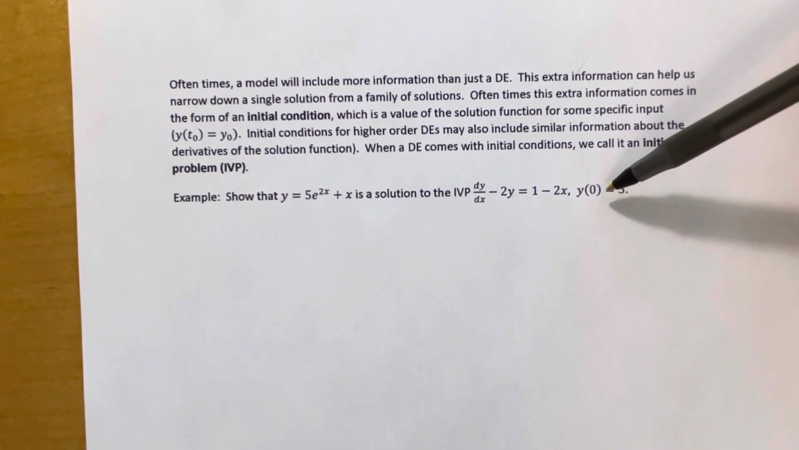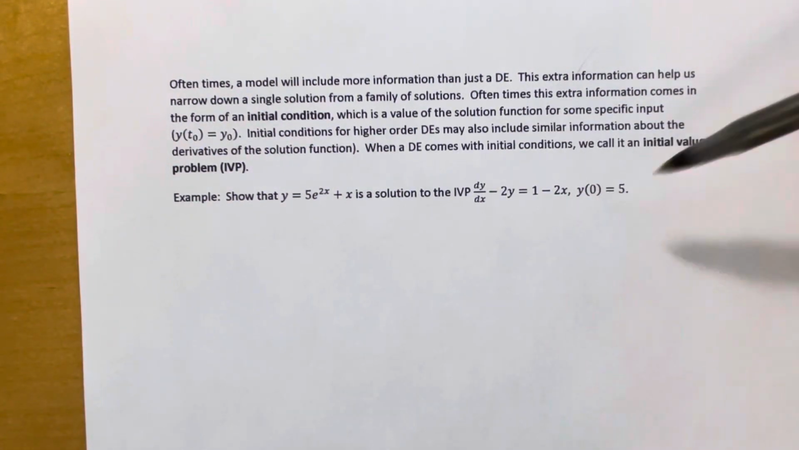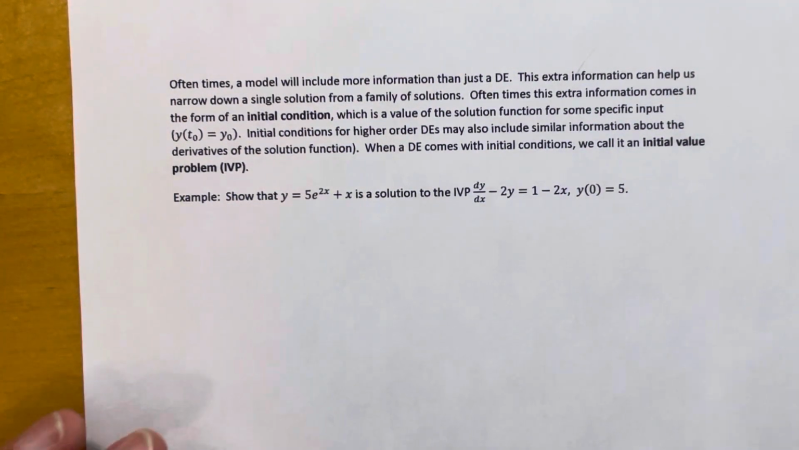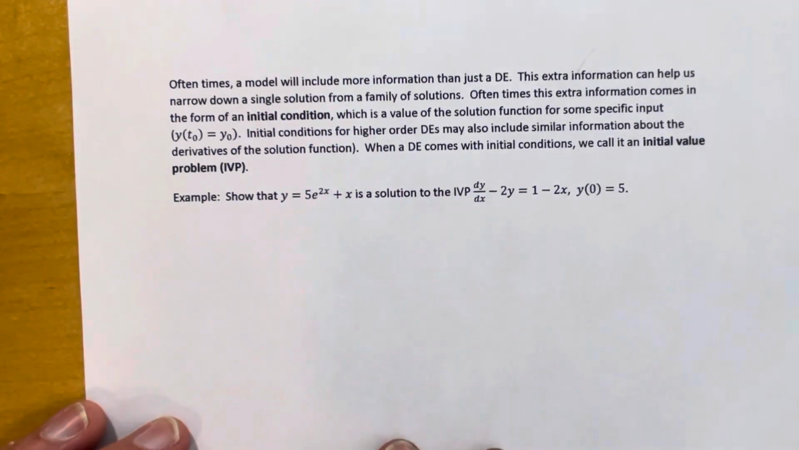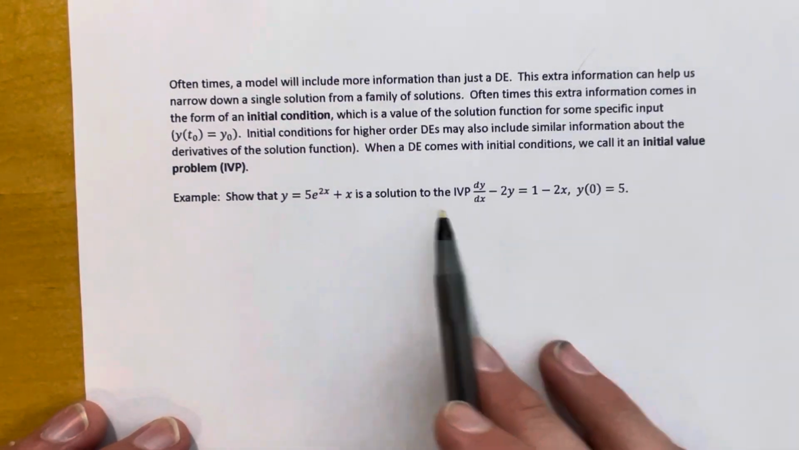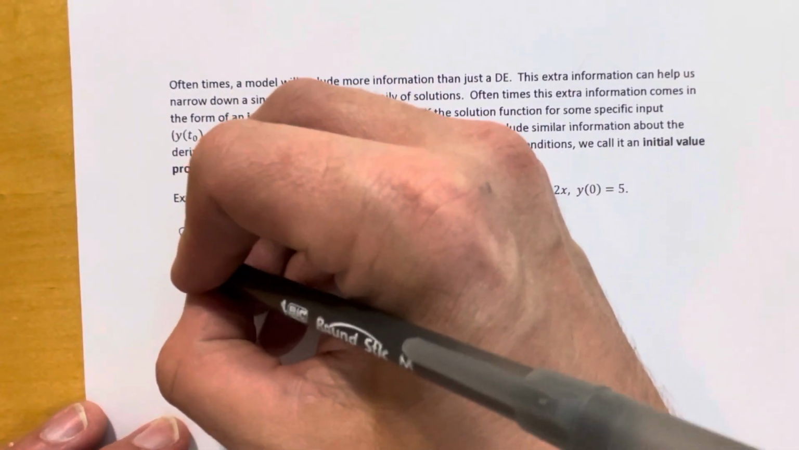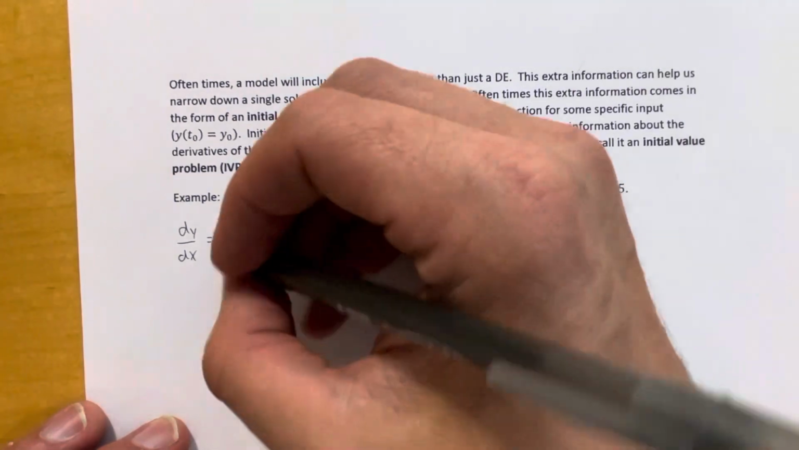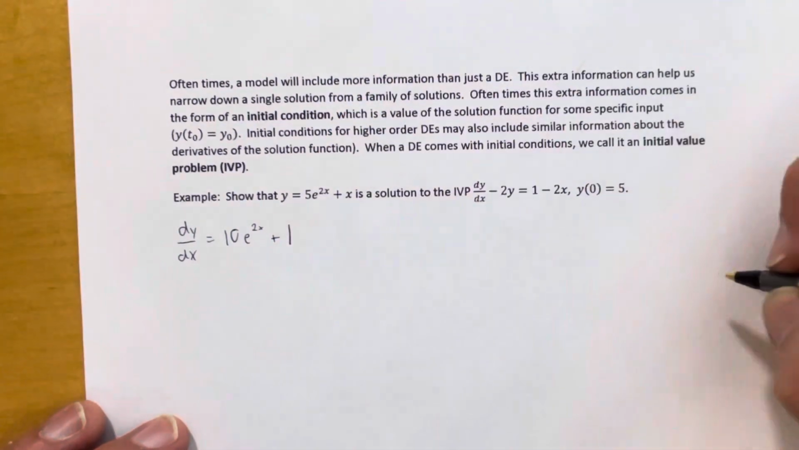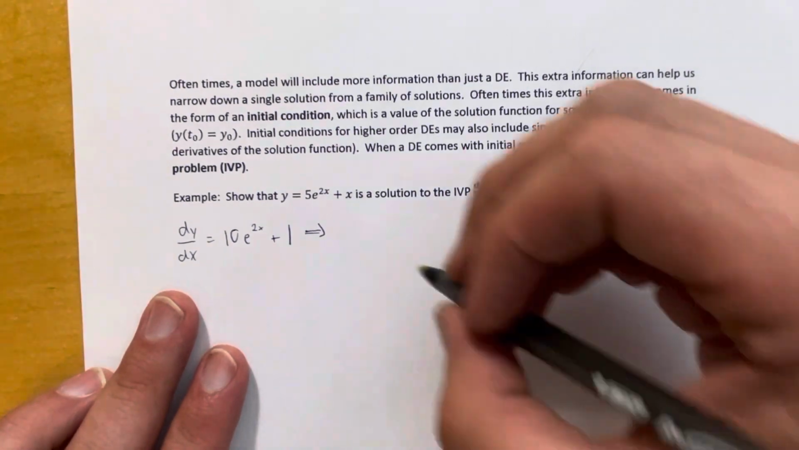What this is basically telling me is that if I knew what my solution was and I graphed it, the point (0, 5) would be on that graph. So I know one point on that curve. Okay, well, how do we show that this is a solution to this? I need to verify that both of these things work with this function. So we've seen how to verify if this is a solution to a DE. I need dy/dx for this one. And for this function, dy/dx would look like 10e to the 2x plus 1. Okay? So now let's use this in our actual differential equation.